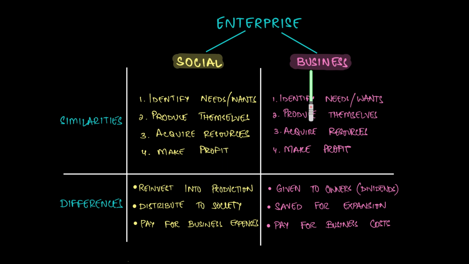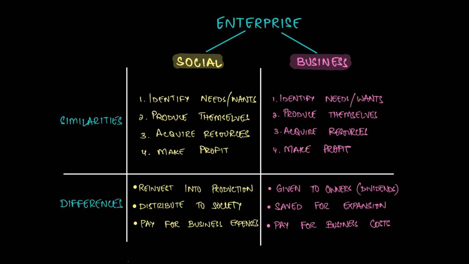If you compare that to a normal business enterprise, and remember from our first lesson together that a business enterprise also does these four things. It identifies customer needs, produces the goods themselves, they acquire resources, and they end up making a profit. So up to this point where both enterprises, or both types of businesses, make a profit, they are absolutely identical.